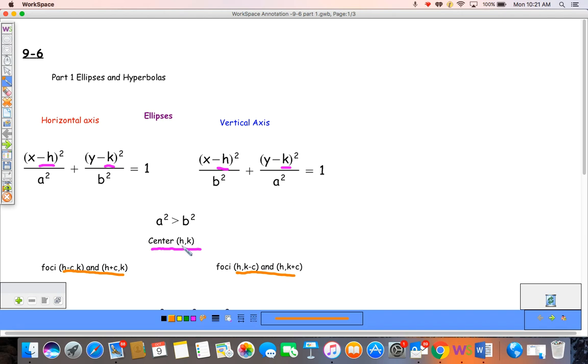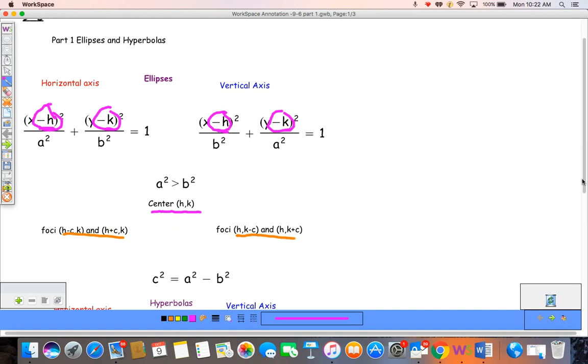So our center is (h, k). So guys, in the formula, it's minus h, minus k. So we're going to take the opposite of what those are, and then we're going to use the same formula we did before to find our c, which is c squared equals a squared minus b squared. If you notice here, the h is always with your x, and the k is always with your y. That's something you'll need to know.